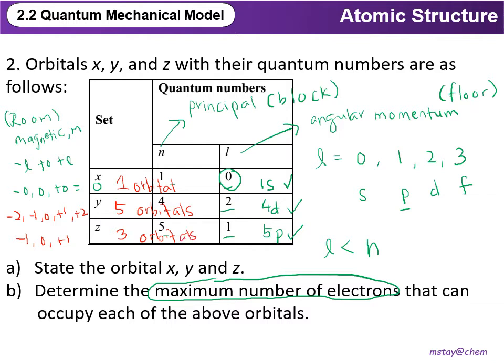But this question is asking us for the number of electrons. Just now, followed by the S, the spin quantum number, which represents the bed. We know that in every room, there can only be a maximum of 2 beds. So if they ask how many electrons, one orbital can only fit a maximum of 2 electrons. 5 orbitals, maximum 10 electrons, while 3 orbitals, maximum 6 electrons.